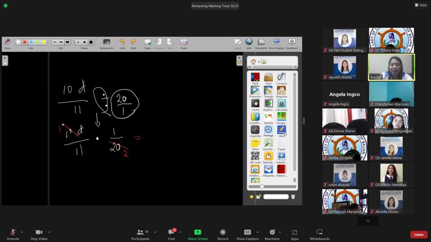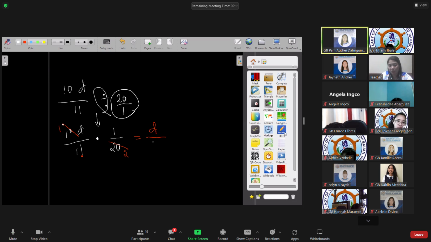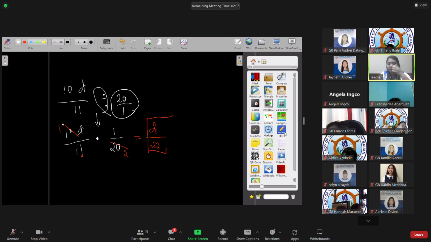Okay, ang pinansin lang natin is 10 and 20. So the remaining factor ay 1 at d. And also sa second factor is 1. So 1 times d times 1 is equal to 1d, or simply d. Then we have 11 times 2 is 22. So the final answer is d over 22.